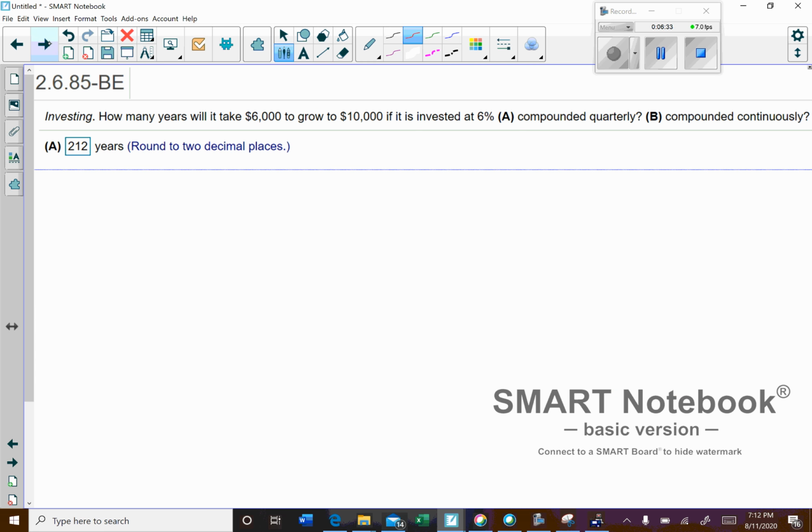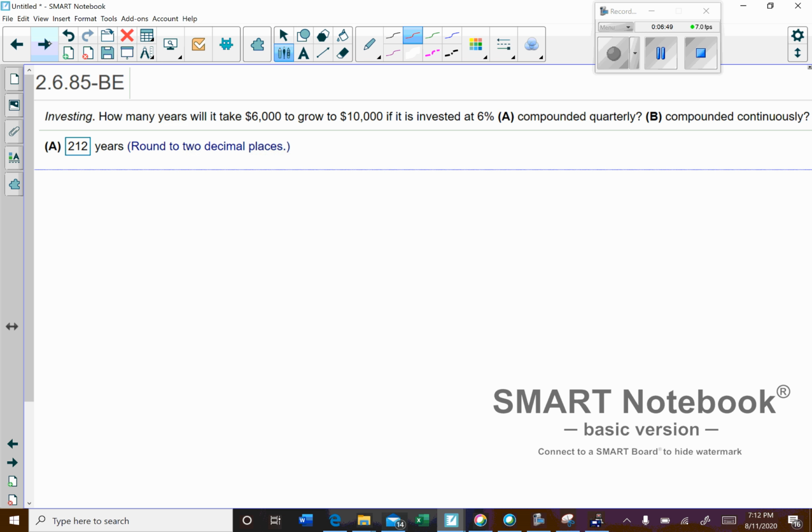All right. So we have this other one here. It says investing. How many years will it take for $6,000 to grow to $10,000 if it is invested at 6% compounded quarterly or compounded continuously? So we'll look at both cases.